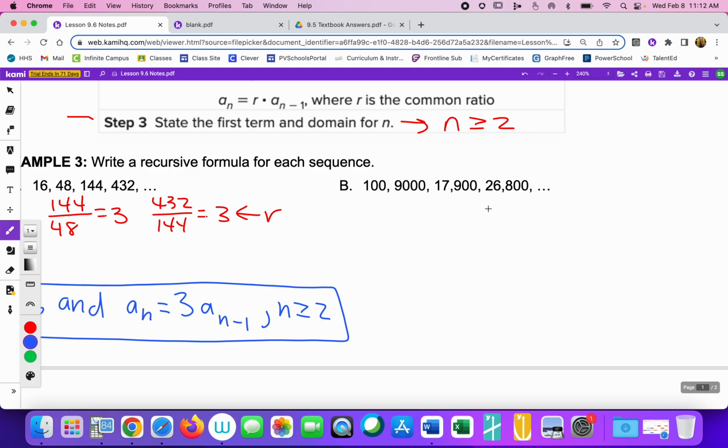Again, geometric is going to be multiplying or dividing. If I were to divide 9,000 by 100, what's that?